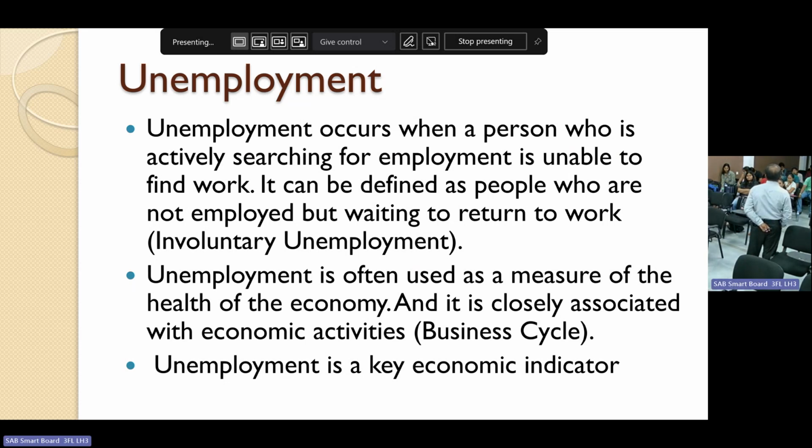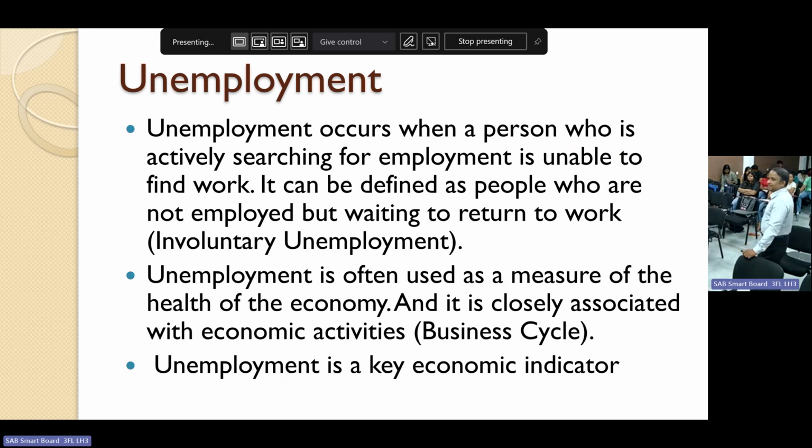If the economy is running well, productive capacity increases, so with the expansion of production more employment opportunities are generated. So if there is lower unemployment, or high employment, that means the economy is running in good health. That is the indicator.